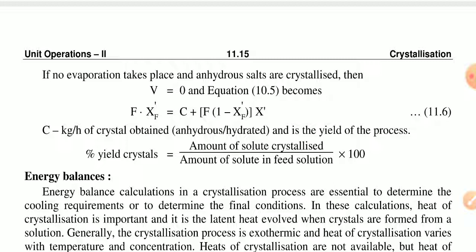The capital C is the kg per hour of crystals obtained, anhydrous or hydrated. The yield of this process, the percentage yield of the crystals, is equal to the amount of solute crystallized divided by the amount of solute in the feed solution, multiplied by 100.